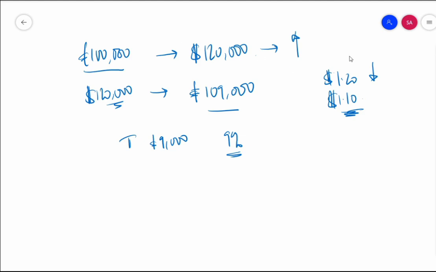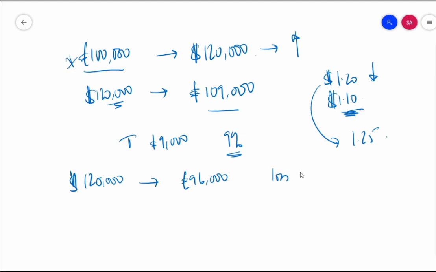And if you're wrong, you've taken a position on dollars, so the dollars can weaken. If it weakens, this rate is going to go higher. Let's say it goes to 1.25. So when you convert your $120,000 back into pounds at 1.25, you're going to get something like £96,000. Based on your starting point of 100, you've gone down to 96, so you've made a loss of £4,000.